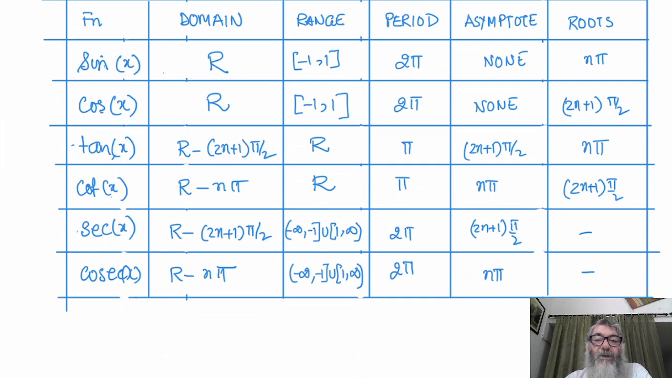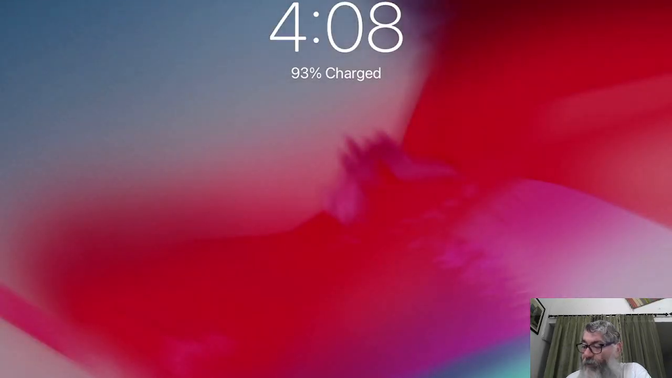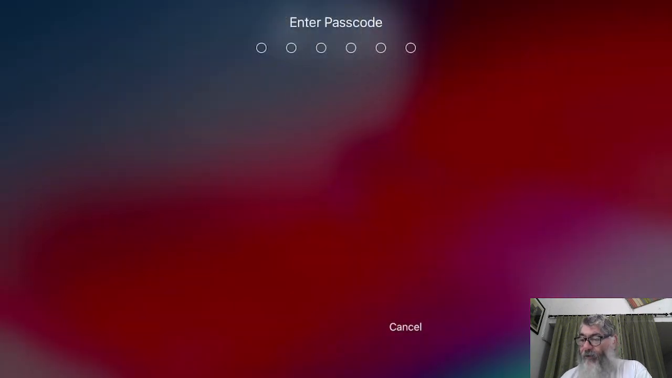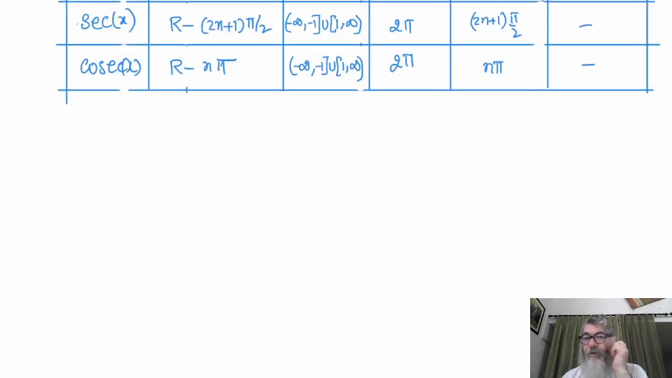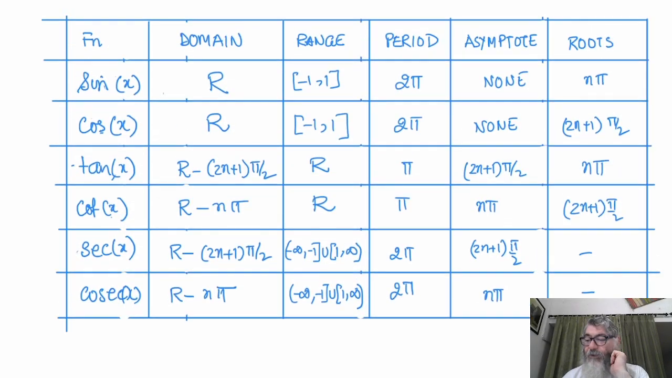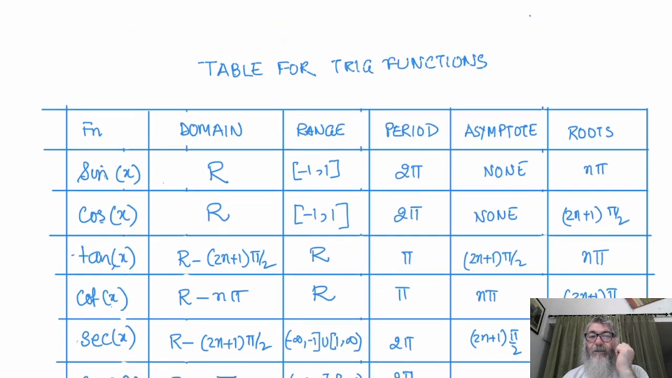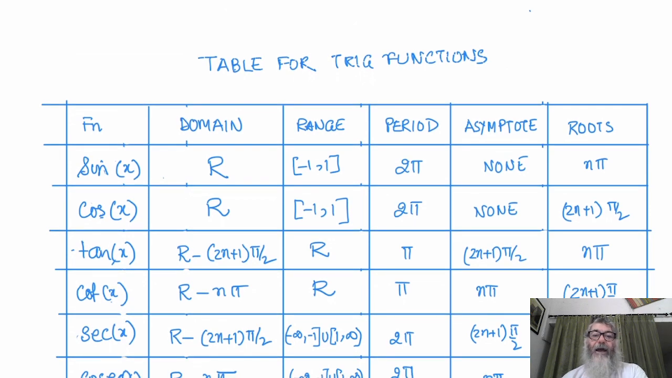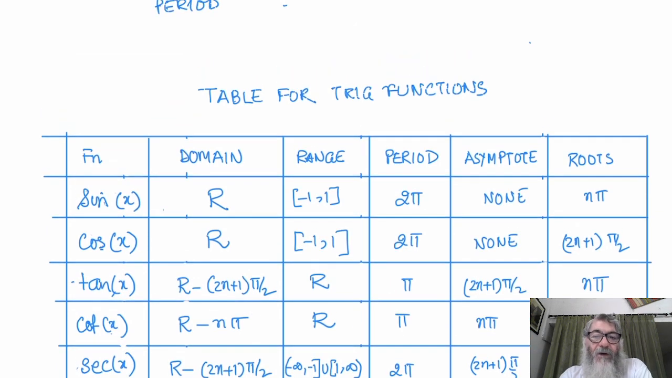So those are the roots where you get the value. Now let us see cos x. For cos x also, the domain is the set of real numbers, like you can see on the graph and in the table. It is the set of real numbers R, and the range is the same, -1 to 1.